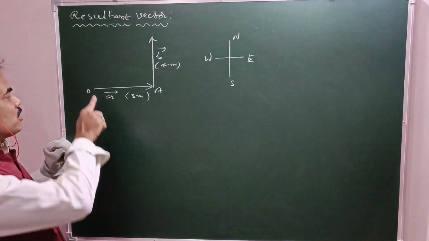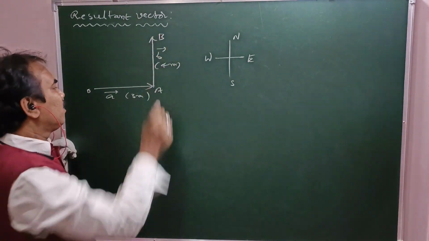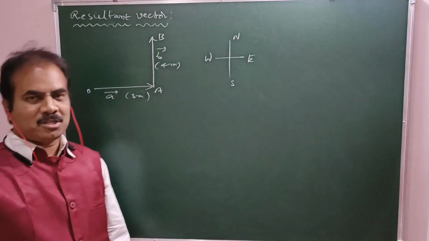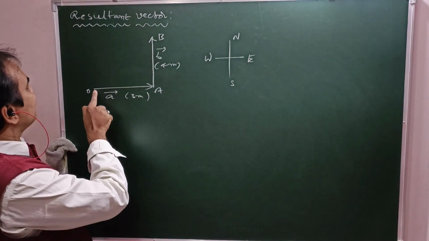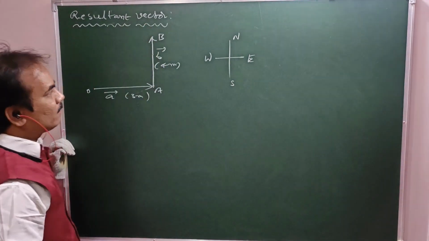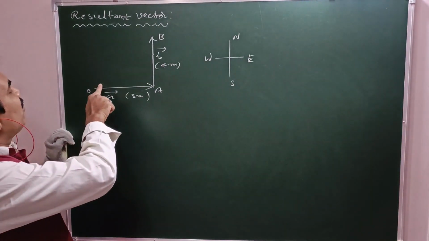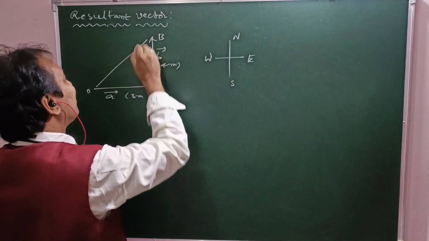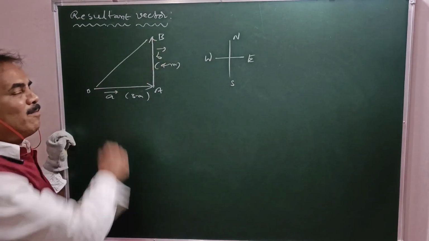Now the initial position of the particle is O and the final position of the particle is B. So this is the initial position, this is the ultimate final position, right? So by following this path, the particle reaches from O to B. If it follows a direct path from O to B like that, then also it can reach the ultimate position B.